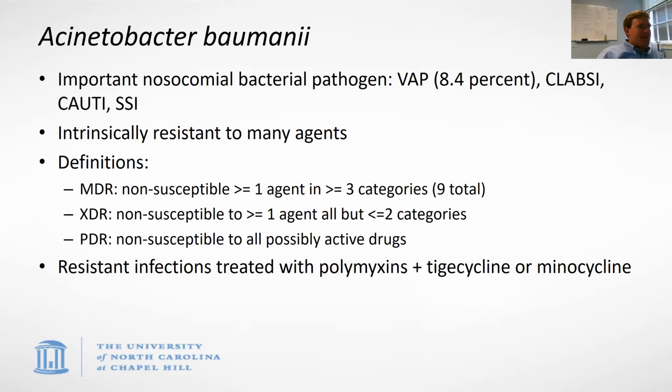another lactose non-fermenter is Acinetobacter baumannii. And I think, again, it's not as common as Pseudomonas, but causes similar problems. VAP, CLABSI, CAUTI, SSI. It's intrinsically resistant to many agents, and this is one that can be classified as MDR, XDR, or PDR. PDR is pan-drug resistant. You don't want that. These resistant infections usually require treatment with polymyxins and tigecycline or minocycline and various combinations. It can be extremely challenging.